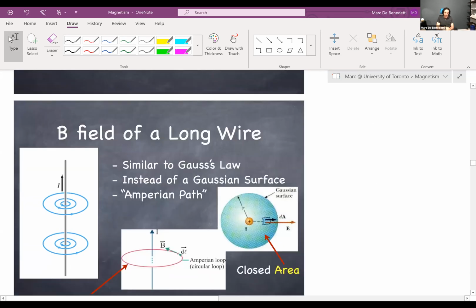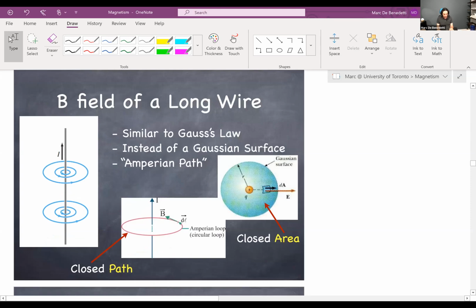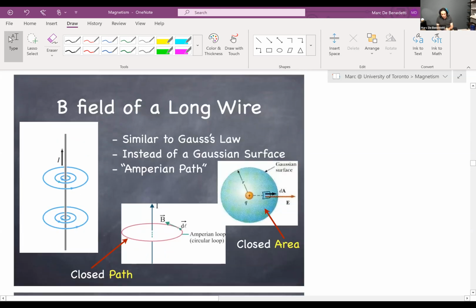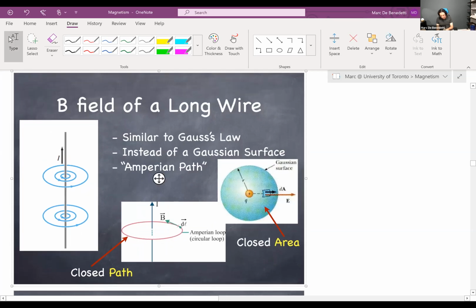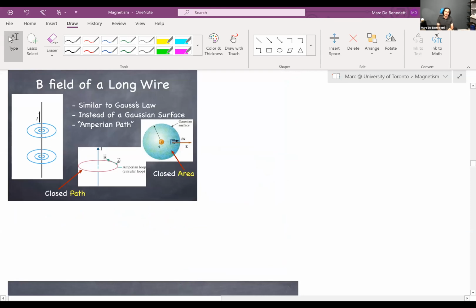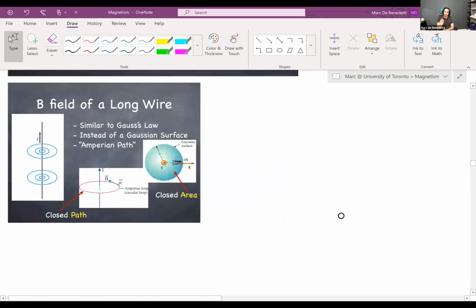So here's an example of how you would use Ampere's law. Again, mostly the same story as we did with Gauss's law. This was sort of summarized in that pre-lecture video I showed you. So again, after the lecture, if you missed it, you can go back and watch it with the link that I posted.